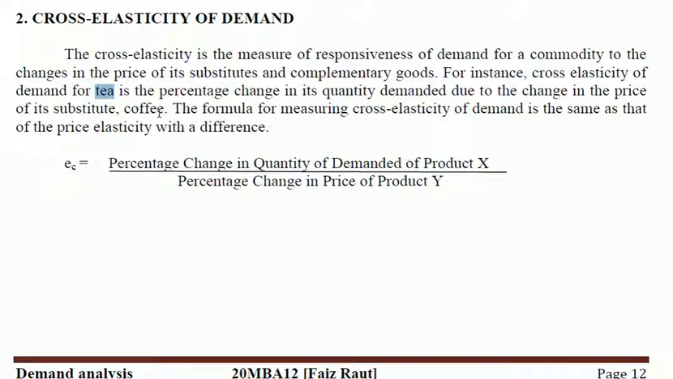Again, if I continue with this example, to make tea you will require tea powder, sugar, water and milk. At least these four things you will require to prepare tea. So water, milk and sugar, along with tea powder, are the complementary products of tea. Without them, it is very difficult to make tea.